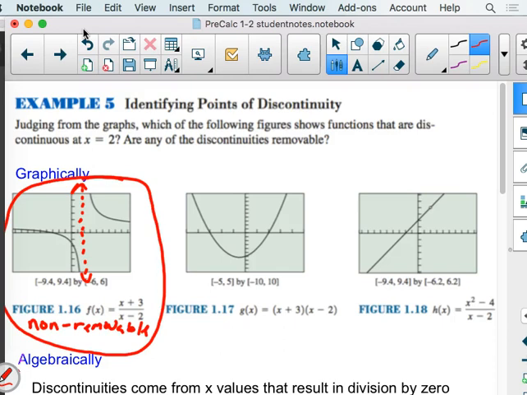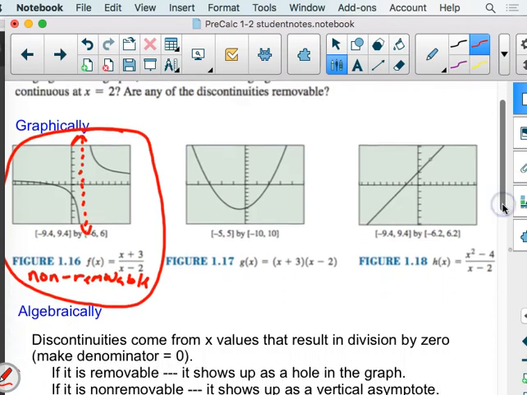Alrighty, take a look at figure 1.17. Should I circle that because that's discontinuous? No, this one's continuous. That's just your average everyday parabola there. And if you're thinking, well, that doesn't look like a parabola equation down there, remember we could do FOIL on this and it would be x squared, so it would be a degree 2 polynomial. So that one's good. How about that third one there, figure 1.18? Should I circle that as discontinuous?